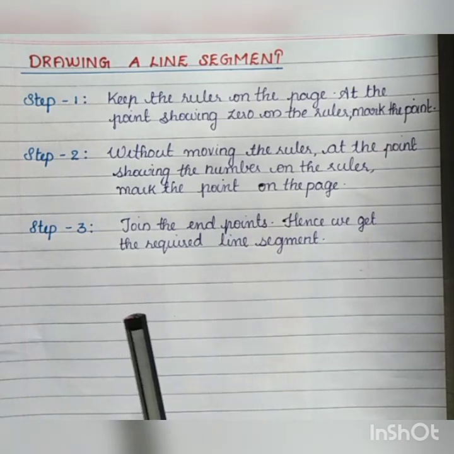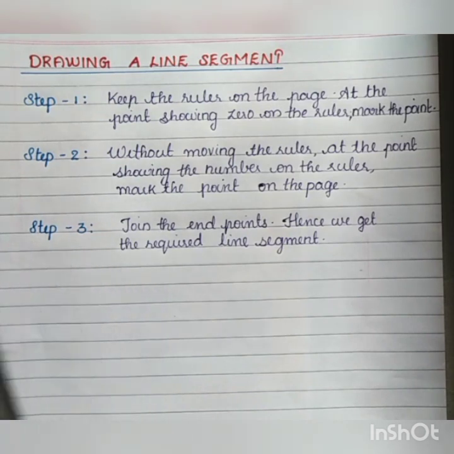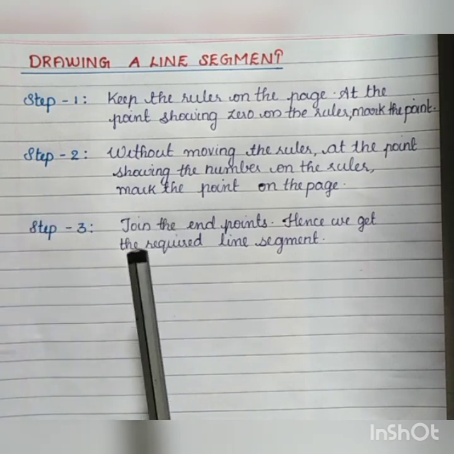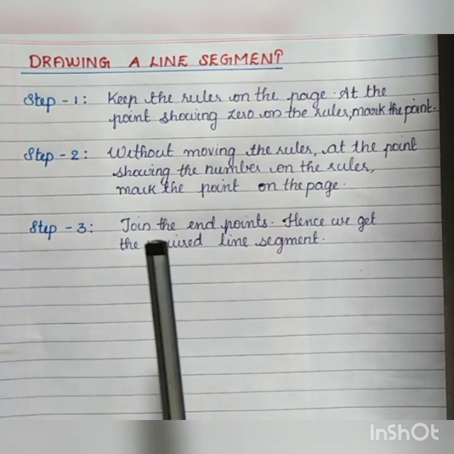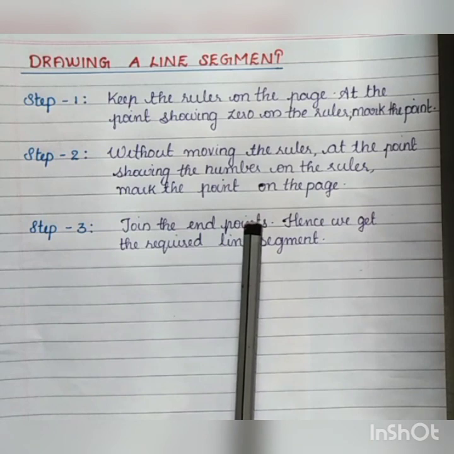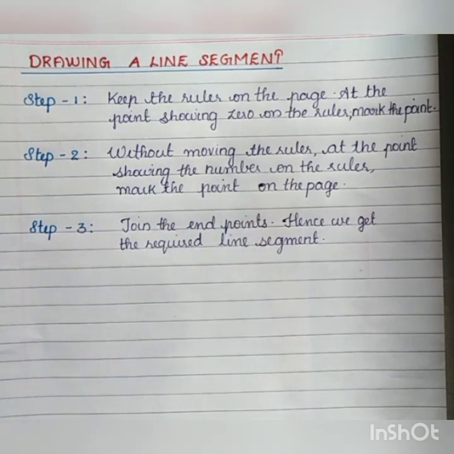So first we have to keep the ruler on the page where we have to draw the line segment. Then at the point showing 0 on the ruler, we have to mark the one endpoint. Then next step is, without moving the ruler, at the point showing the number on the ruler, we have to mark the second endpoint. Then third step is, we should join the endpoints.